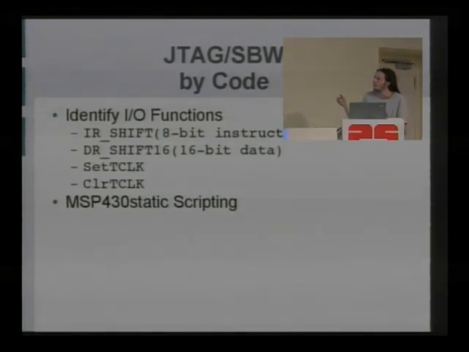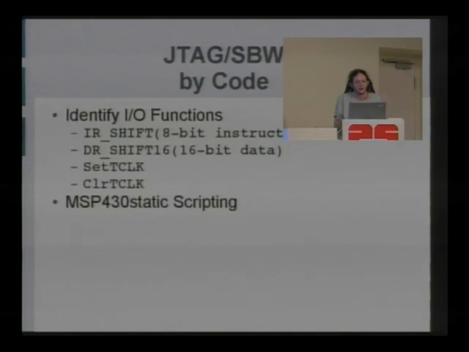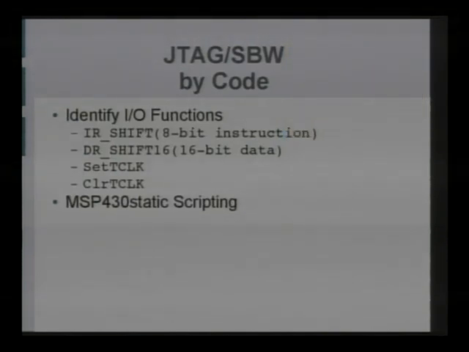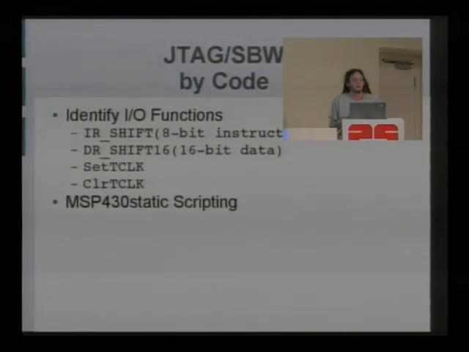What would also help would be able to identify this within the code. So instead of looking at the line level recordings and writing tools to identify them, you could identify the JTAG IO functions which are within the TI implementation of this. So there's instruction shift, data shift, set TCLK and clear it, and that sort of stuff. There aren't many functions that act as the primitives for this sort of stuff.